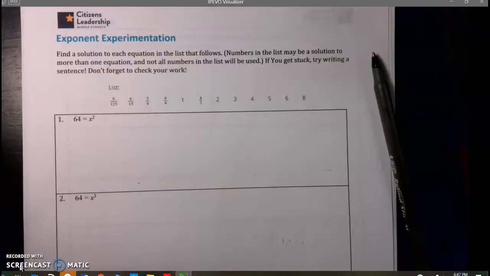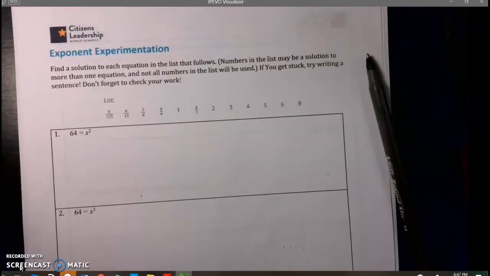All right, so here's where we put it all together. So this activity is called exponent experimentation. So here we are working with exponents and variables together. So the instructions tell us that we need to find a solution to each equation.